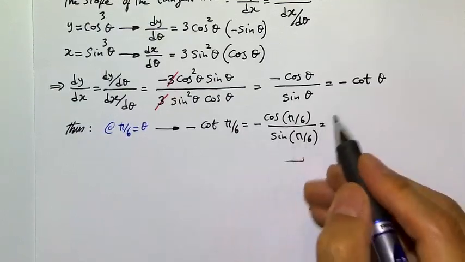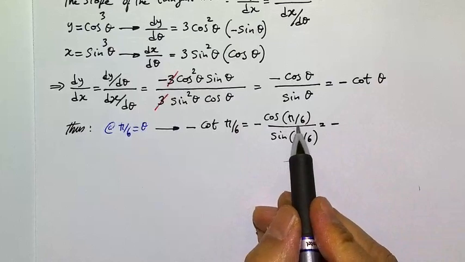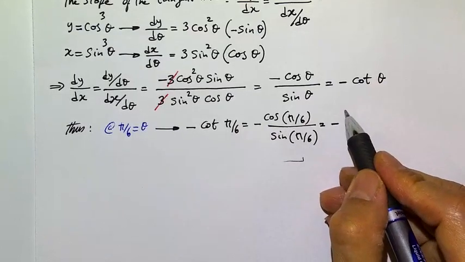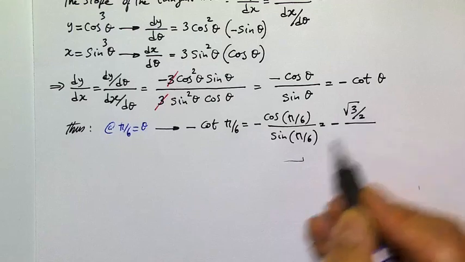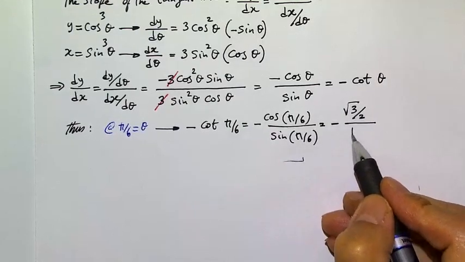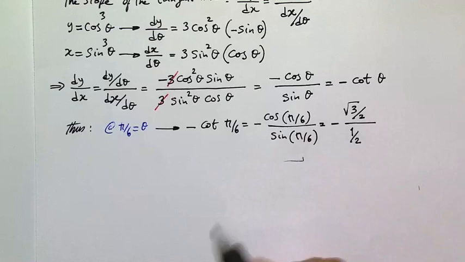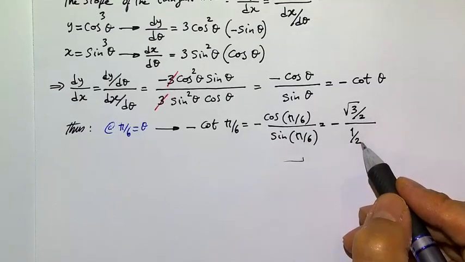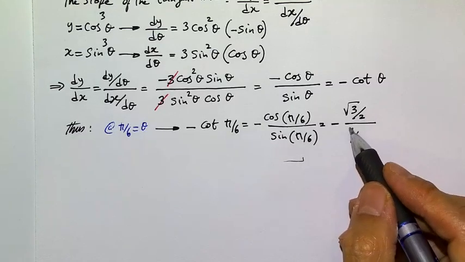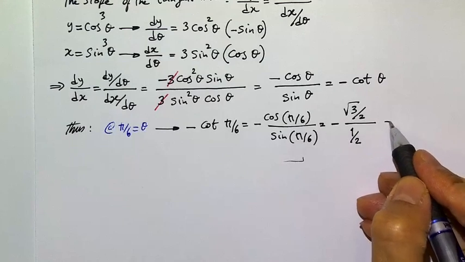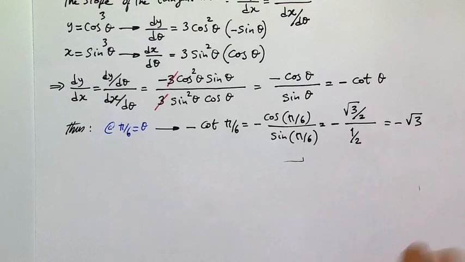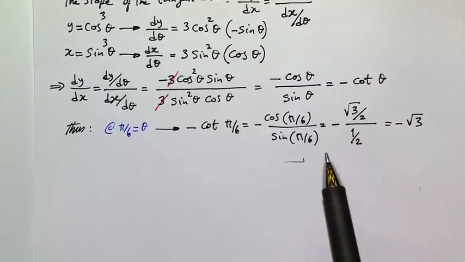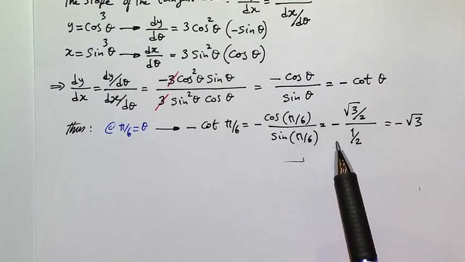And then we have minus cosine of pi over 6, which from trigonometry we remember is square root of 3 over 2. And sine of pi over 6, again from trigonometry, we remember it's 1/2. So this is just a complex fraction. The 2's cancel out, and we end up with minus square root of 3. So that's the slope of the parametric equations at theta equals pi over 6.